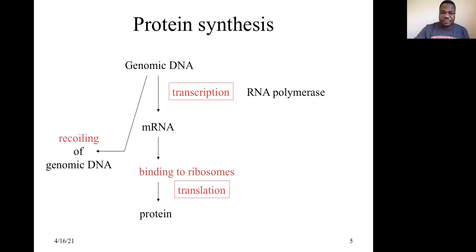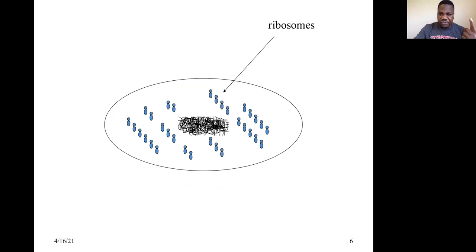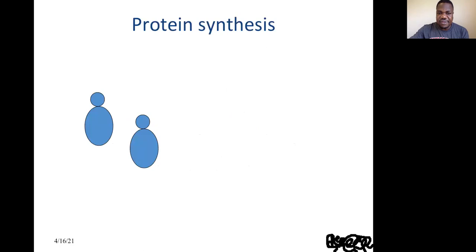For this to take place, you need the recoiling of the genomic DNA to take place. So look at what happens. In the cell, you have this chromosome that we saw at the beginning, and you have ribosomes. Those are ribosomes with the two different subunits here. That's where the protein synthesis takes place. So in the ribosome, that's where the protein synthesis happens.